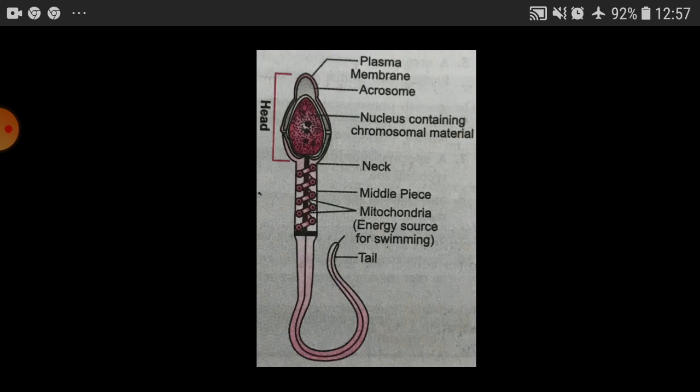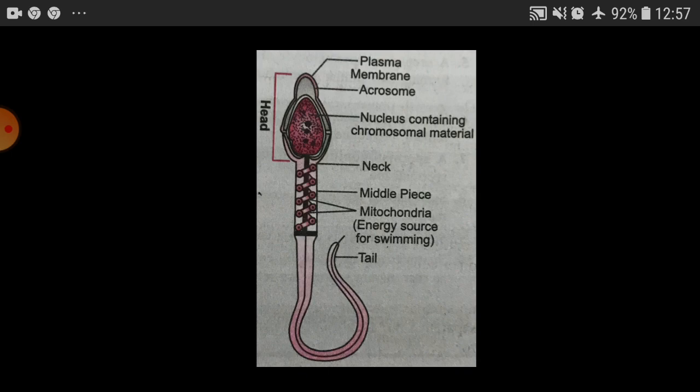Now, if we look at it, you can see that a spermatozoon consists of four parts: head, neck, middle piece, and tail. They are marked on the diagram, which you can see. Now, the head is the topmost part. You see, it is flat and oval in the human sperm. It is composed of a large posterior nucleus and a small anterior acrosome.